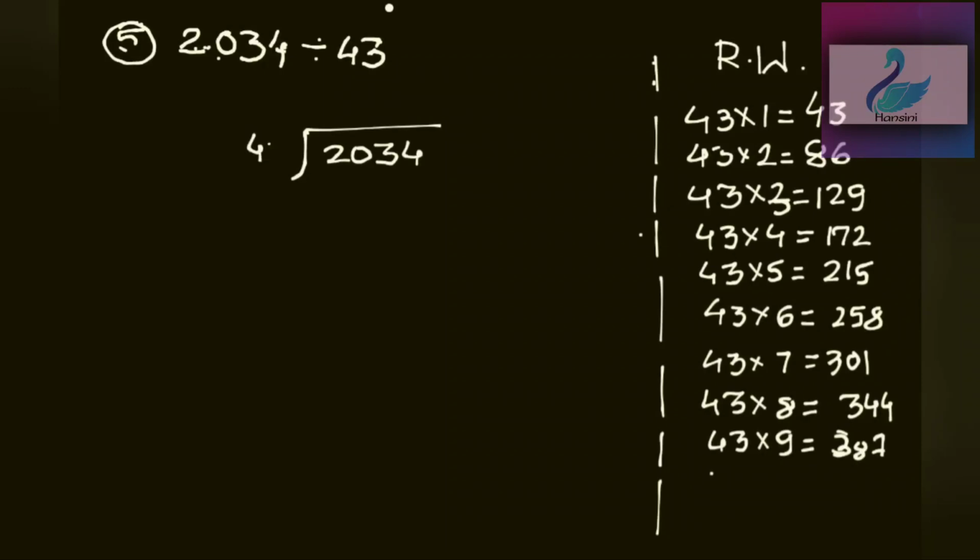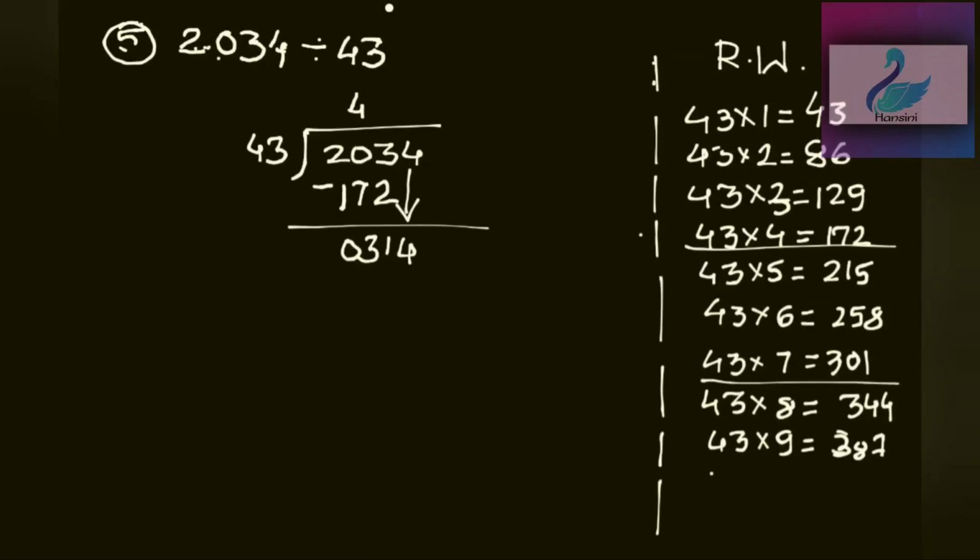Put the division sign. 43 divided by 2034. Search for 203 in the 43's table. 215 is greater than 203. So we will take 43 multiplied by 4 is 172. So in the quotient's place I will write 4 and I will subtract 203 with 172. I get the answer as 31.